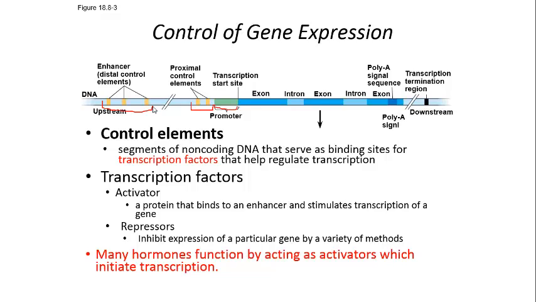These control elements work by having transcription factors bind to them. There are 2 types of transcription factors. You have activators and you have repressors. Activators turn genes on and cause genes to be expressed, whereas inhibitors, or repressors I should say, are going to inhibit genes, turn them off. Like I said before, many hormones in your body, like steroid hormones, are going to act as activators which initiate the process of transcription.